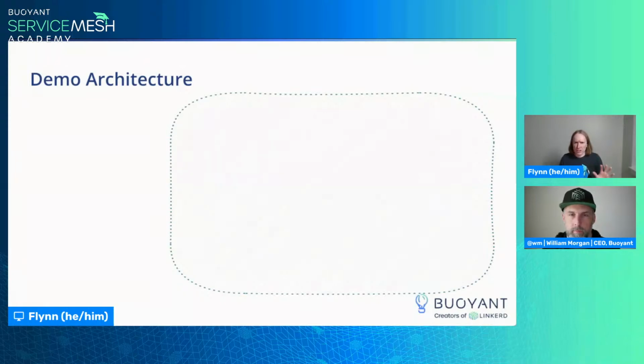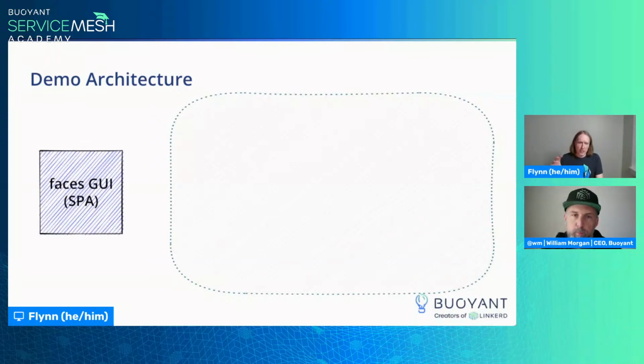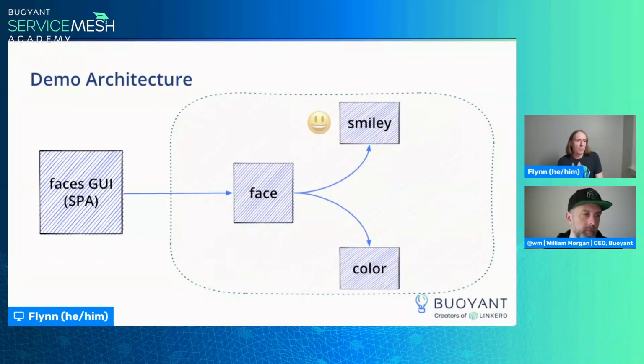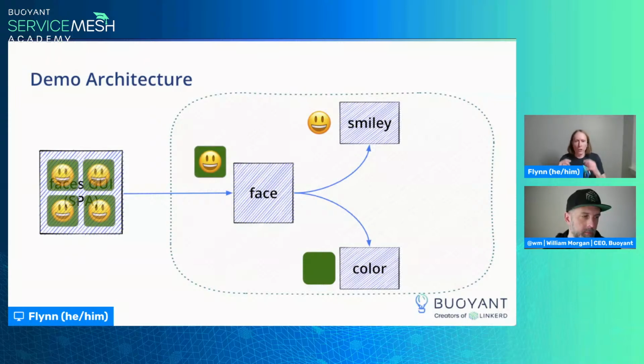I think many of you have seen this demo architecture before, but I'm going to go over it quickly to make sure that everybody's on the same page. We start with a cluster. This is the Faces demo. We have a Faces GUI. It's a single page web app. It reaches over and calls this face service. The face service in turn calls the smiley service and the color service. The smiley service should always return a smiley, and the color service should be returning a green color. The face service will composite those two together and then hand it back to the GUI, and the GUI will be calling this to show you a grid that should be happy, green, smiling faces all the time.